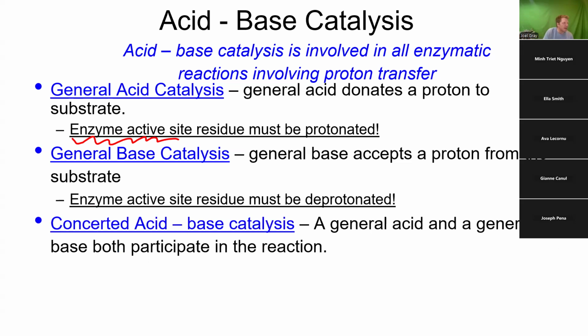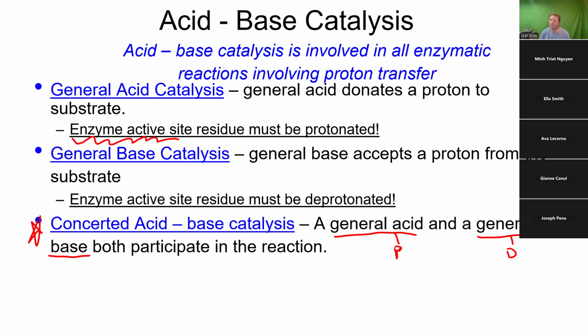Now, concerted acid-base catalysis, this is the type that I want you guys to remember, because this is the type that we're going to explore specifically. A general acid and a general base both participate in the reaction. So that means you've got one amino acid that is protonated and then one amino acid that is deprotonated. I'm putting a capital letter P for protonated and a D for deprotonated.